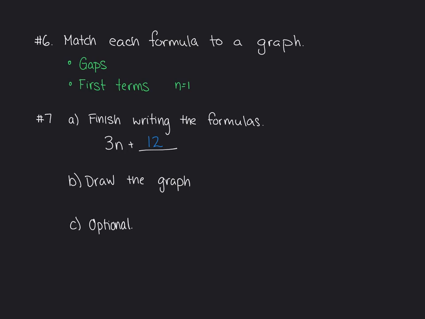Part C is optional because we're not in the classroom. So it says to have a partner match the formulas to the graphs. Now, if you guys are in contact with each other, you could take a picture of them and send it to one of your friends and see if they can match them up. But that isn't necessary at all because we aren't really that accessible right now.